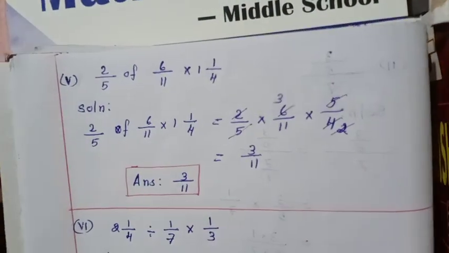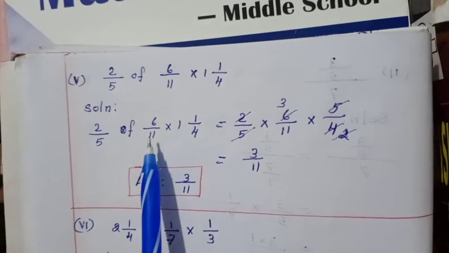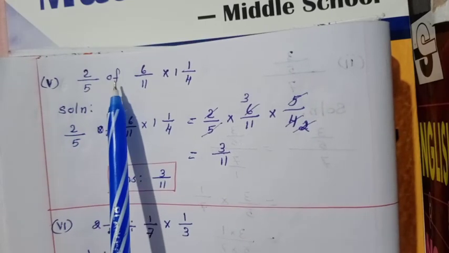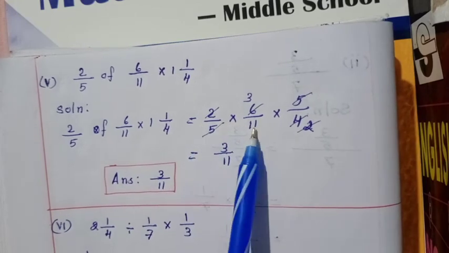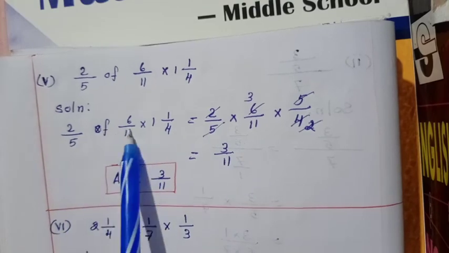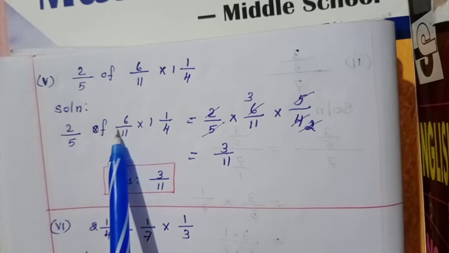2 by 5 of 6 by 11 into 1 by 4. So, question. First, 2 by 5 of 6 by 11. Here "of" is there, so first convert "of" into multiplication. That calculation you have to do first, between these two fractions. Calculate those two numbers first.